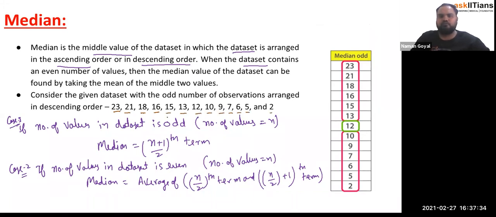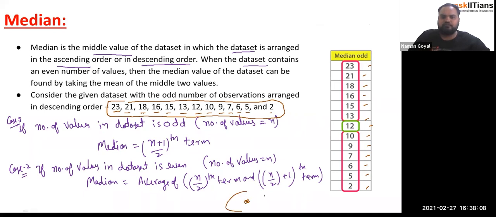See, this is already given in descending order, so there is no need to arrange it in ascending order. Either you can arrange the data in ascending order or in descending order. If the data is already given in ascending or descending order, then there is no need to arrange it again. First of all, I have to count how many terms are there: 1, 2, 3, 4, 5, 6, 7, 8, 9, 10, 11, 12, 13. So 13 terms are there.